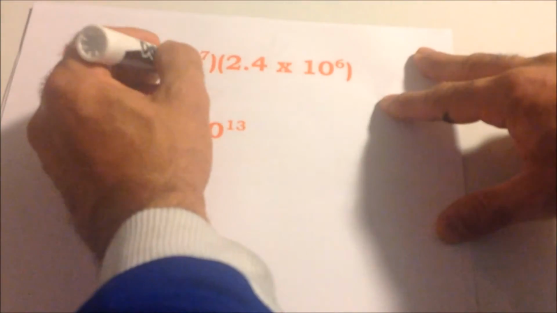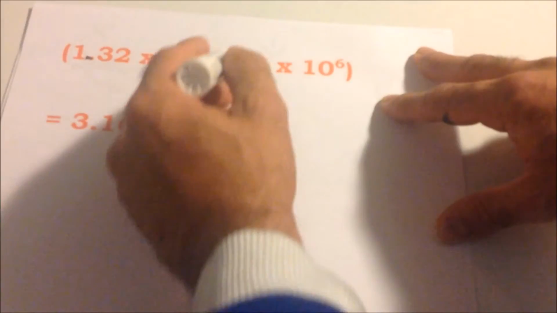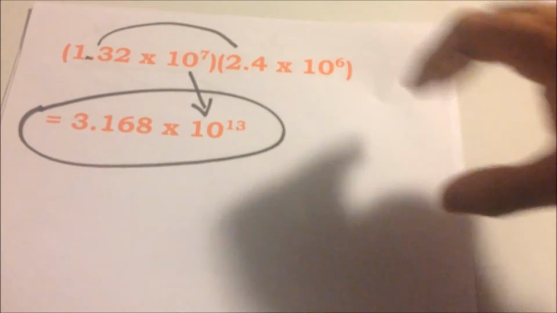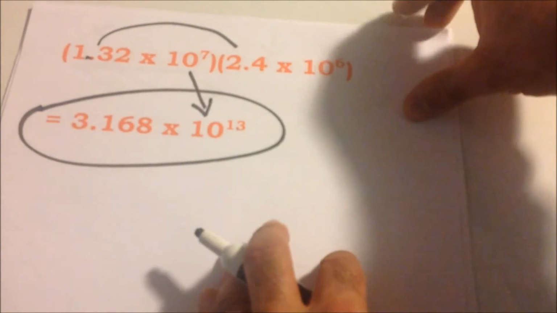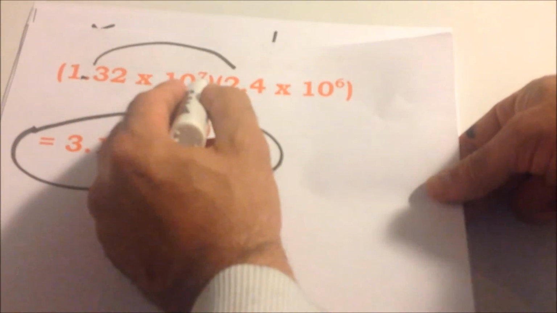So now, again, we keep the same base, like always. We add the exponents. 7 plus 6 is 13. And if you multiply these two together, you'll get this answer. You should rewind the tape if you don't understand how we went from a 6 to a 7.